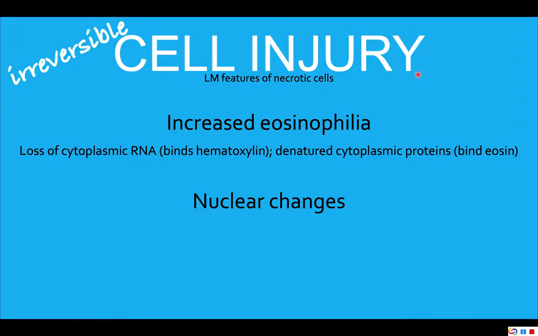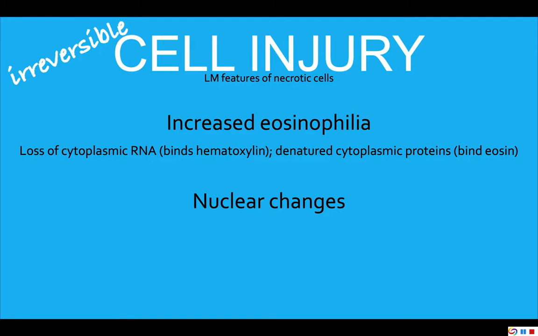Like I mentioned, you can also see some of that increased eosinophilia, which means they're going to stain more pink. This is because you're losing that cytoplasmic RNA, and that's what binds the hematoxylin, and the cytoplasmic proteins are becoming denatured, and that's what's binding the eosin. So you're having a lot more pink staining as these cells are injured. We mentioned as these cells are injured, they're going to become more pink, and that means they're becoming more eosinophilic. And as this progresses to an irreversible injury, you're going to see even more of that.